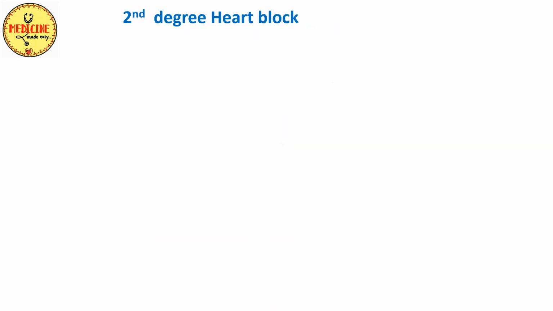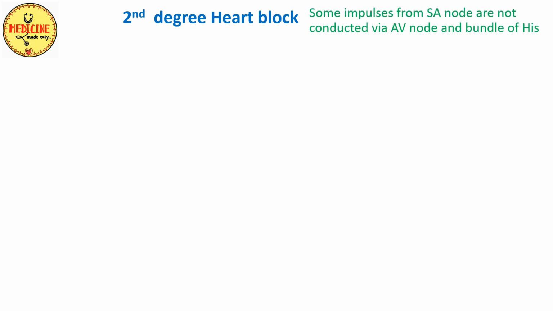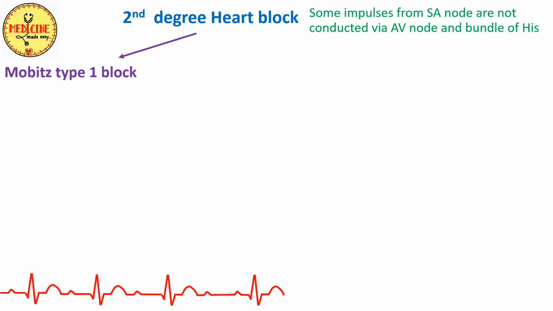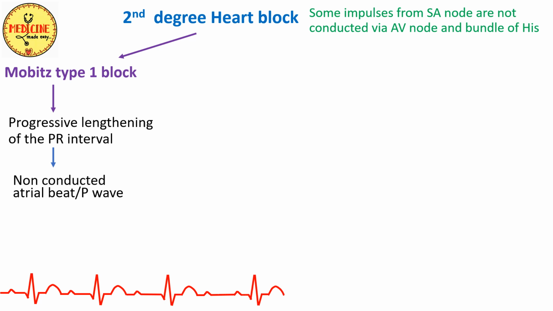In second degree heart block, some impulses from the SA node are not conducted via AV node and the bundle of His. This can be further divided into three subtypes. In the first subtype, which is known as Mobitz type 1, there is a progressive lengthening of the PR interval which will eventually result in a non-conducted atrial beat or P wave, and then followed by a conducted beat, and this cycle will keep repeating.